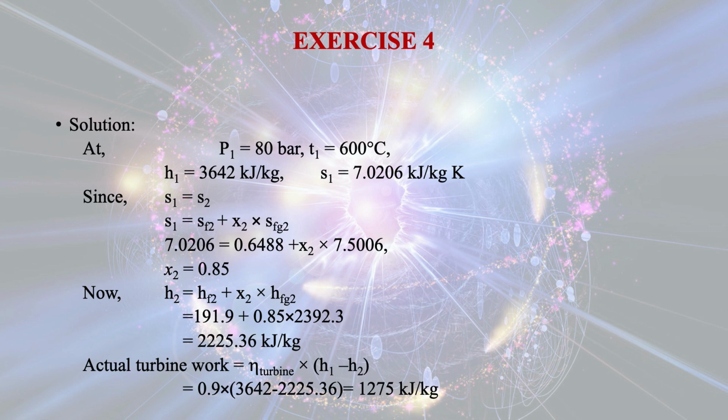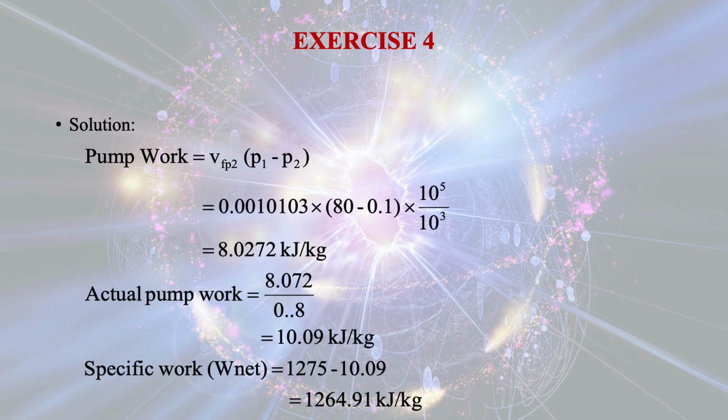For this case, since 90% turbine efficiency is given, actual turbine work is equal to 1275 kilojoule per kg. Pump work is equal to VFG2 multiplied by P1 minus P2. All these values are given. P1 is given as 80 bar and P2 is also given, and if you put all these values you will get pump work equal to 8.072 kilojoule per kg, and actual pump work is equal to 8.072 divided by 0.8, that comes out to be 10.09 kilojoule per kg.